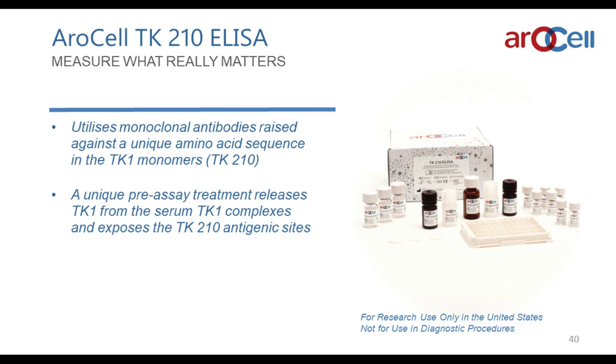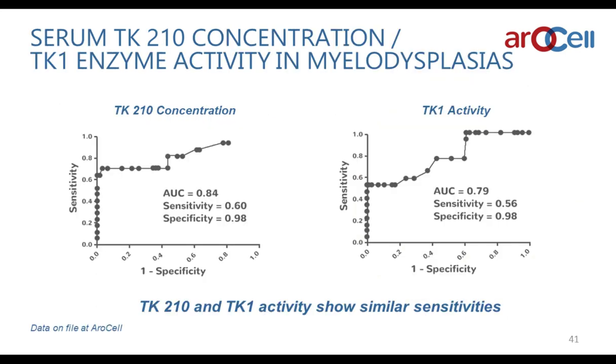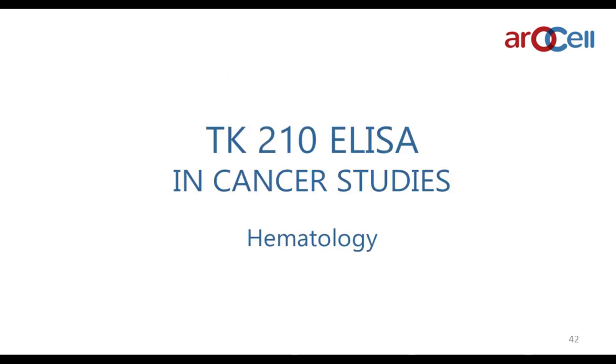The AroCell TK210 ELISA uses monoclonal antibodies against the unique amino acid sequence, the TK210 antigen. And importantly, a unique pre-assay treatment releases TK1 from the serum TK1 complexes and exposes the TK210 antigenic sites. When you look at the diagnostic power of the enzyme activity assay and the TK210 ELISA, they give very similar data. And this is good because it means that you can use the ELISA, a superior analytical method, and build on the historic data.